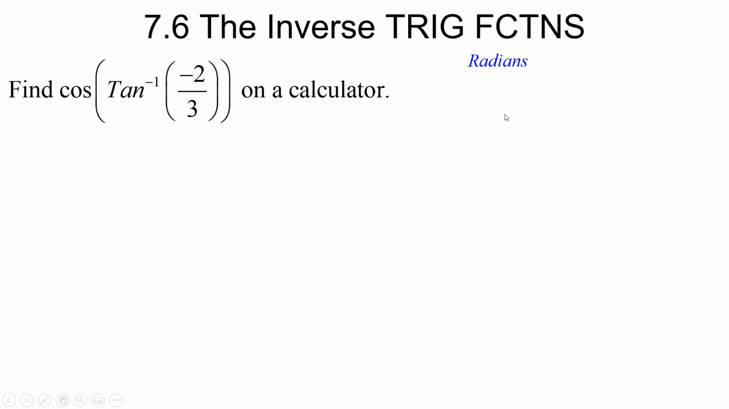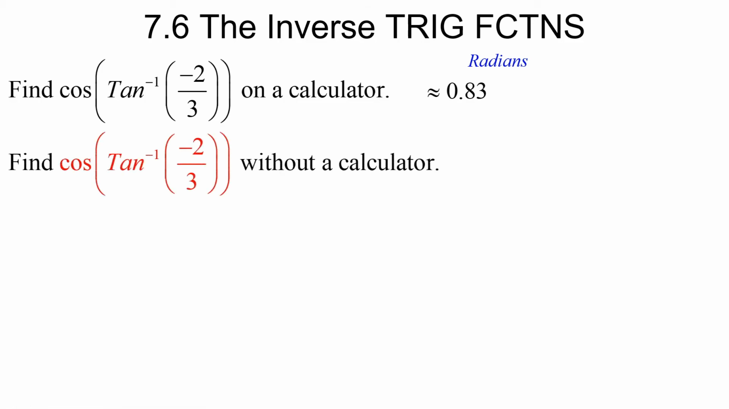Enter. I'm getting 0.83 if I rounded to the nearest hundredth. Hey, approximately 0.83. Look at that. Now, wouldn't it be cool if we could do a problem like this without our calculator? Oh my, find cosine of inverse tangent of negative 2/3 without a calculator.